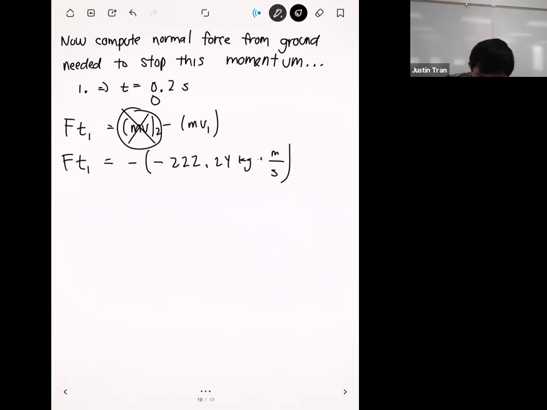And so now we can take this equation and solve for F. We divide by T, where T on both sides is going to be 0.2 seconds. And so we get a normal force from the ground of 1,111.22 newtons.